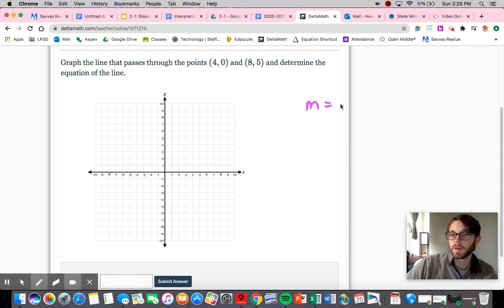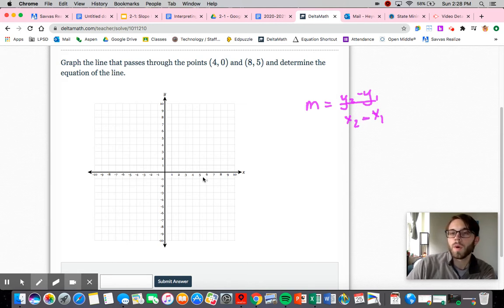So it's the change in y over the change in x, rise over run. That's the same thing as y2 minus y1 over x2 minus x1. All right. Oops, I missed the negative. I was off on that.